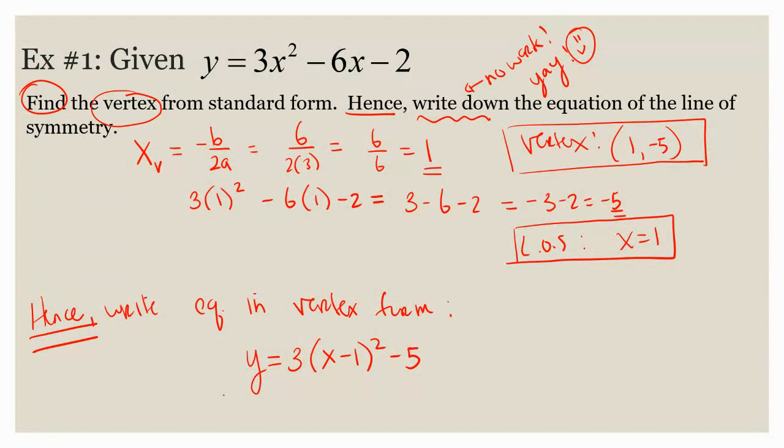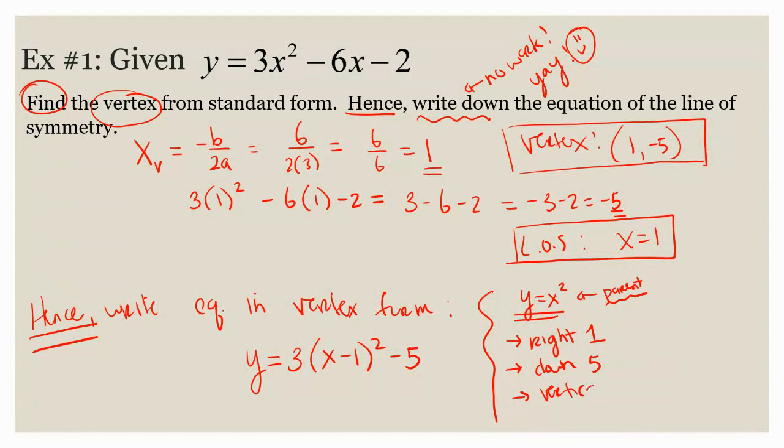So I can see what's happening here. Oh, my vertex is (1, -5). This is going to open up, right? Oh, hey, what about the transformations from the parent function? The parent function is y equals x squared, and now I'm going off of the transformations. Okay, so there's 3. This is going to go right 1. This is going to go down 5. And that 3 in front, you can think of it like a dilation. It's a vertical stretch by a factor of 3.